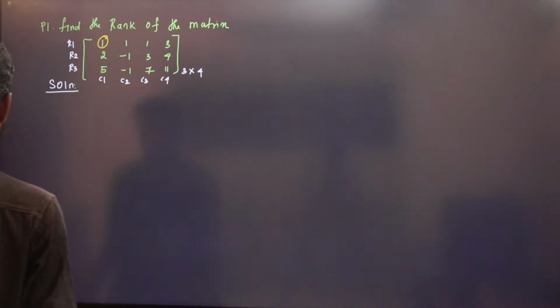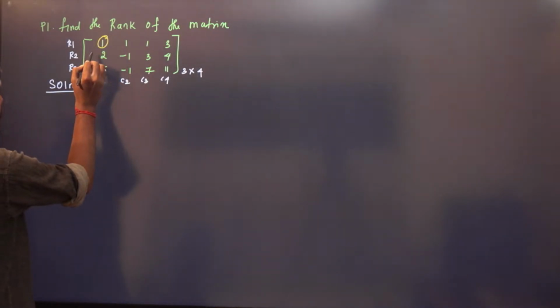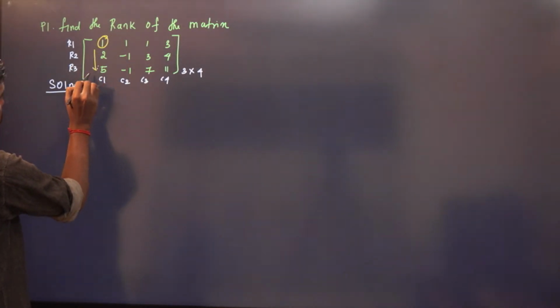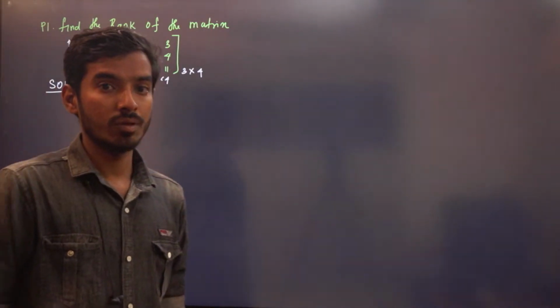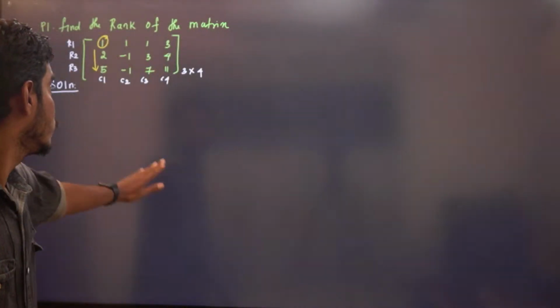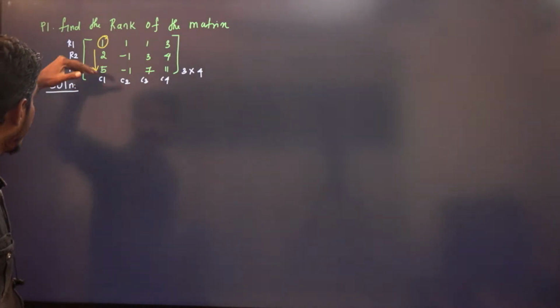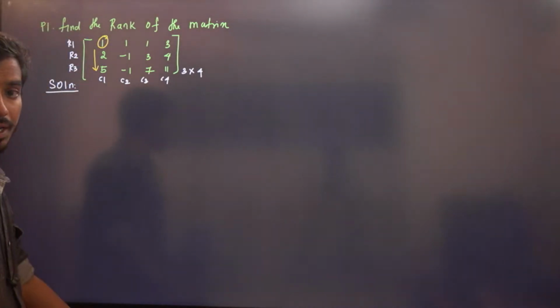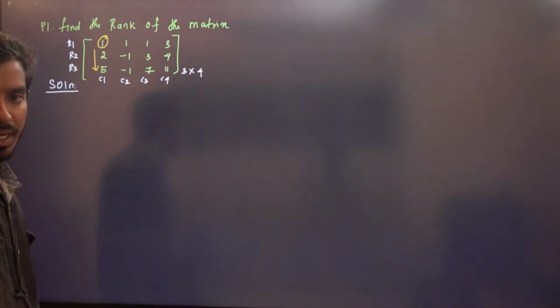So you take the first row, first non-zero element. Below that, in the corresponding column, everything has to be zero. Below the corresponding column, every element has to be zero. But here 2 is not 0, 5 is not 0. So we have to make both of these elements 0.